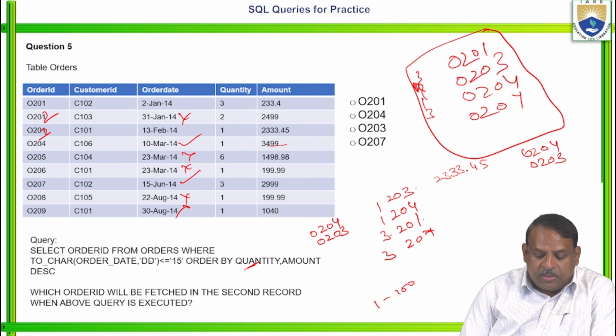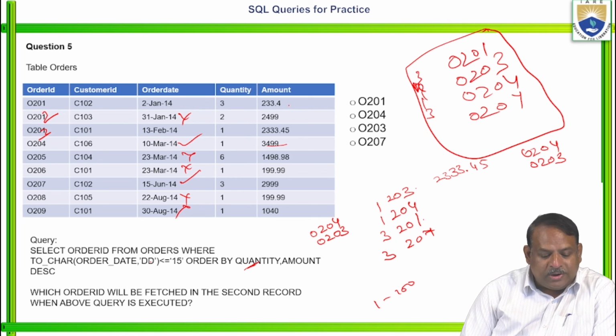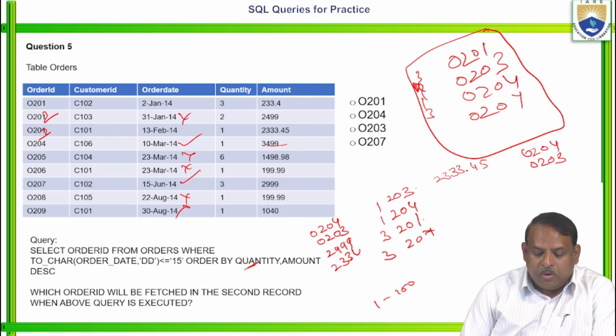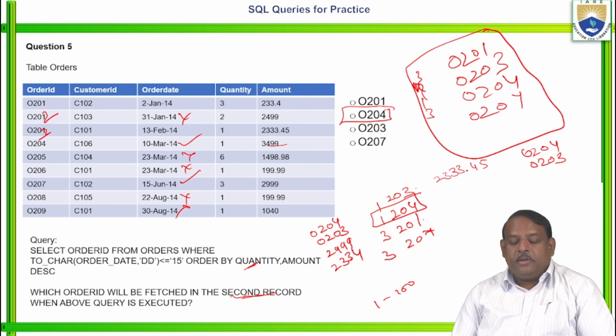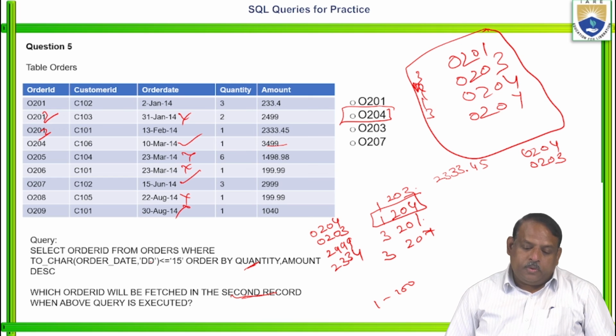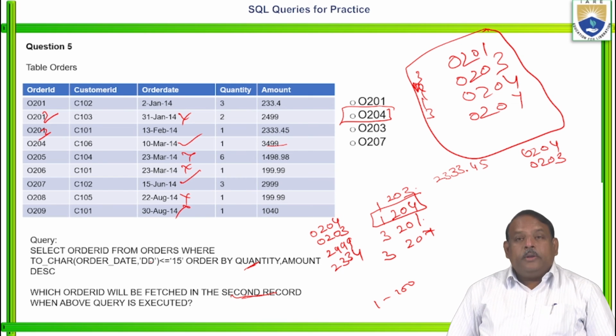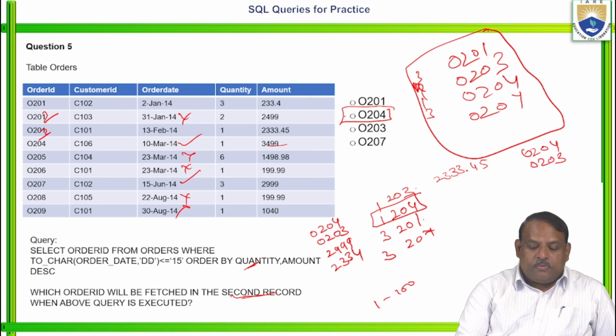Next we have to see 201 and 207. 207 is 299 and 201 is 233.4, so it will be 299 and then 233.4. Now what are we asked to find out? The second record. What is the second record here? It is 204. The answer is 204. Now we'll try to solve this problem once again.